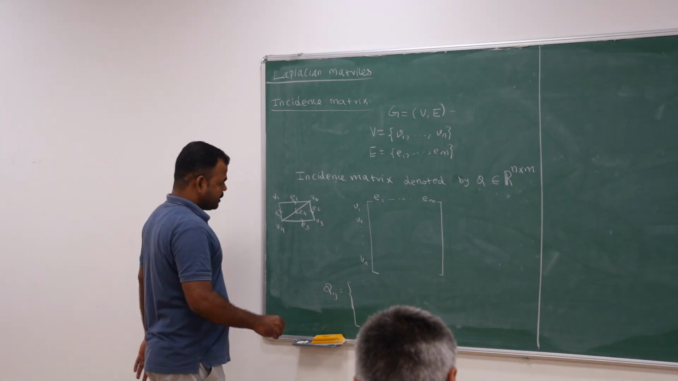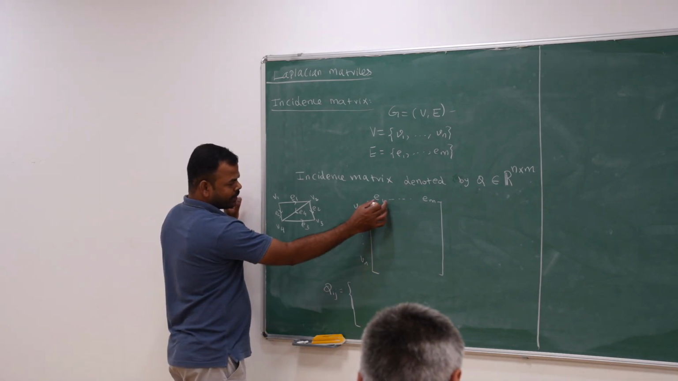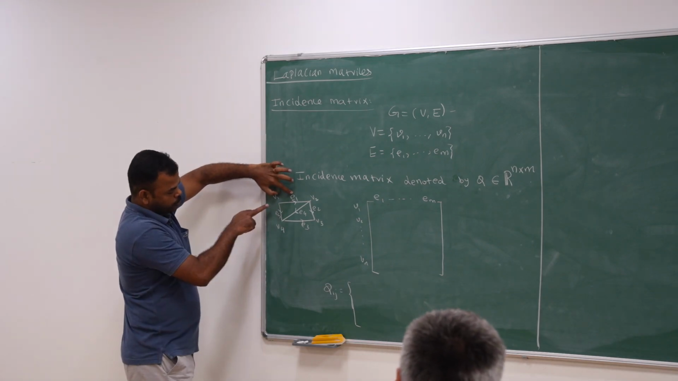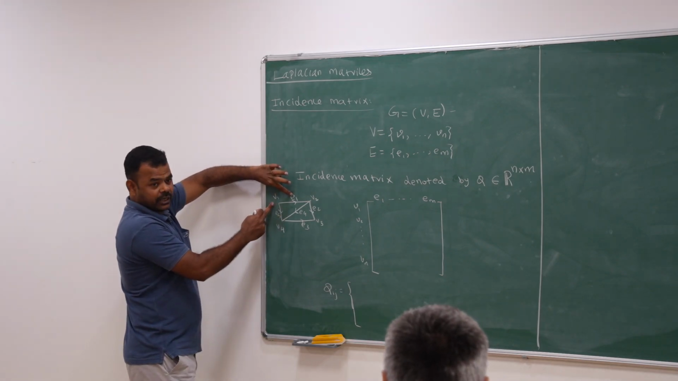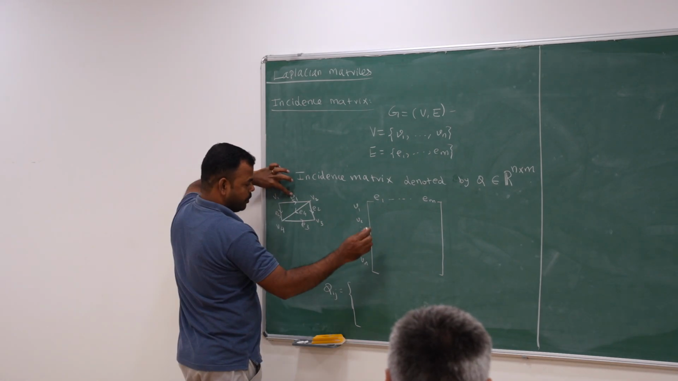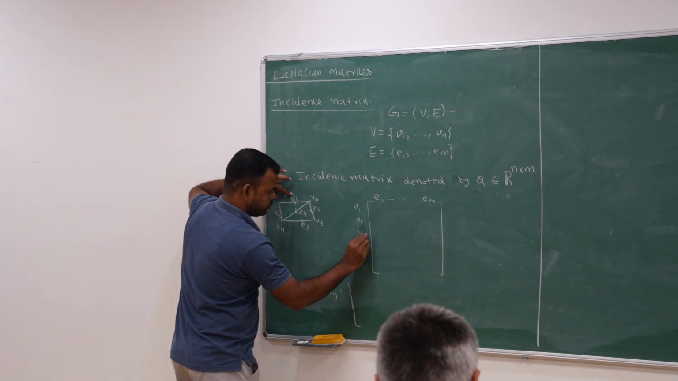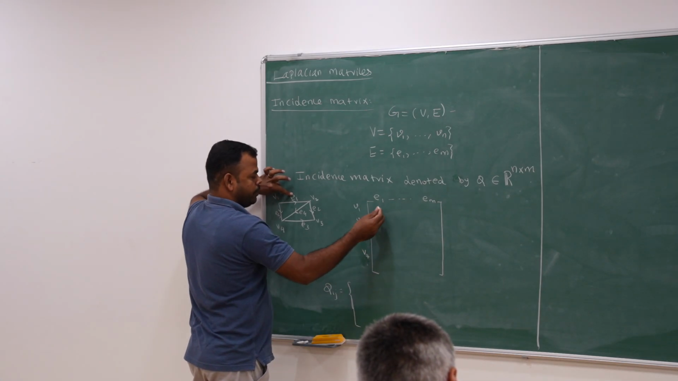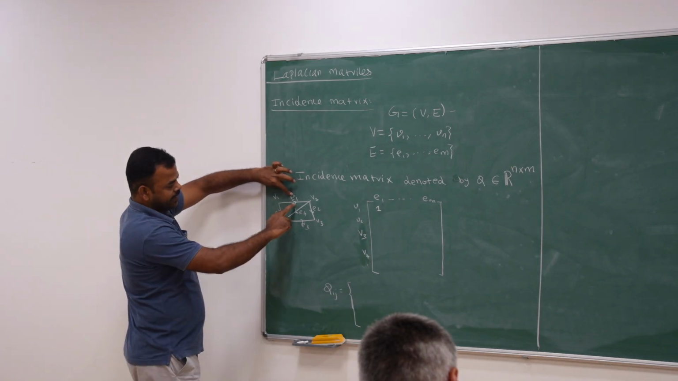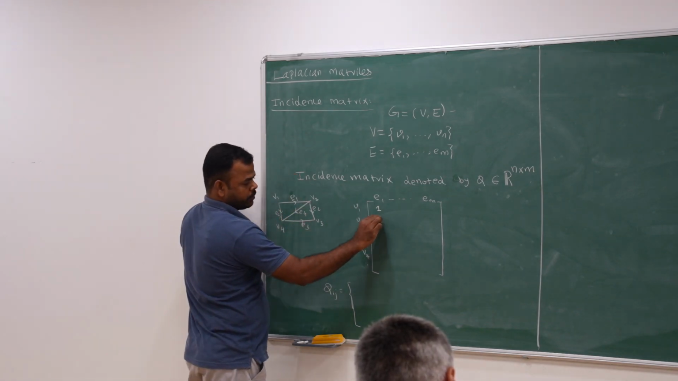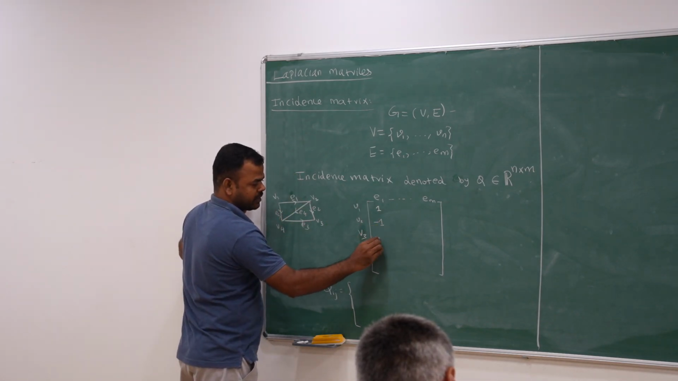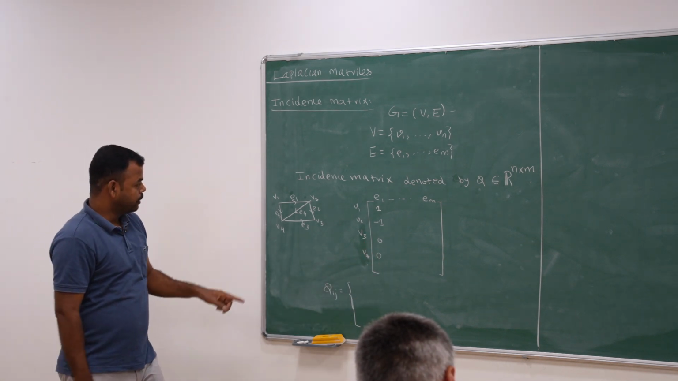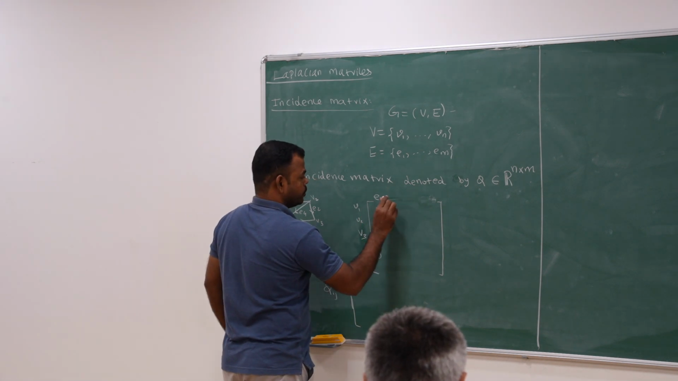The idea is this: you look at the column corresponding to the edge E1. It starts at V1, so keep a 1 in the V1th place. Where it ends, keep a -1 there. The rest of the places keep 0. Similarly for all other edges, we do this.